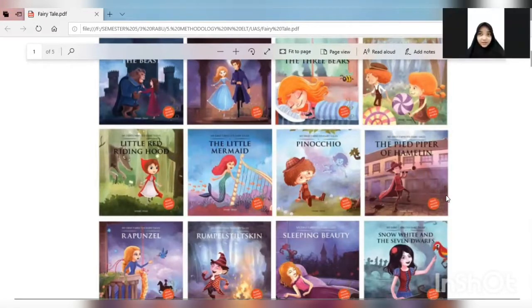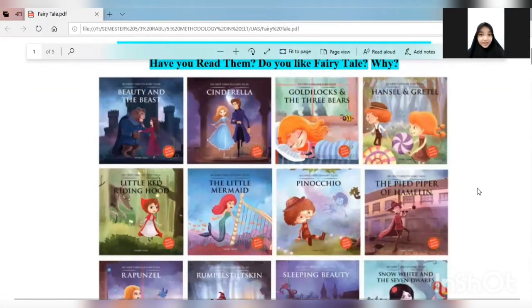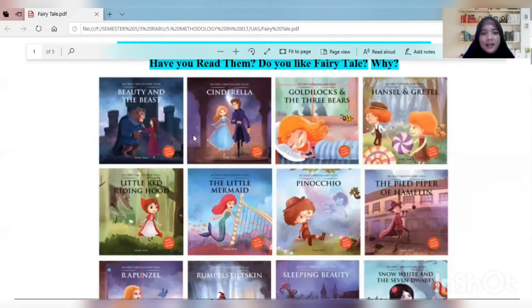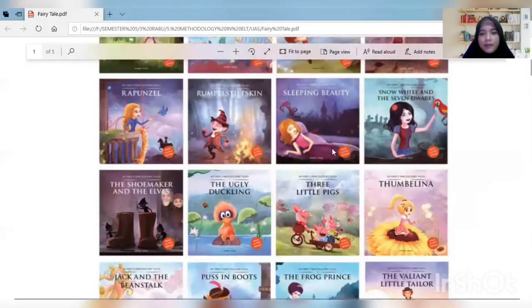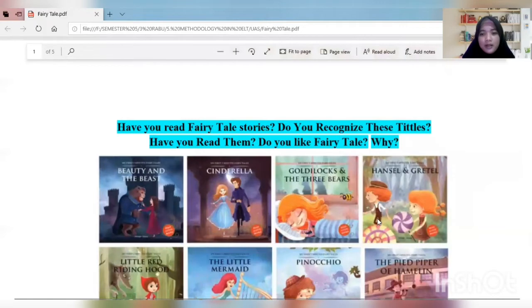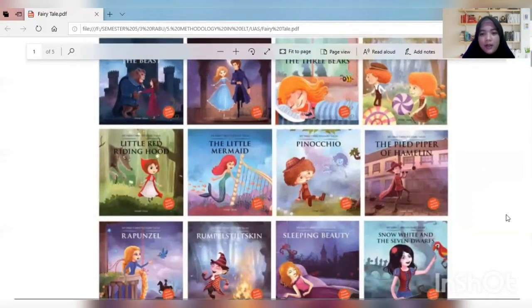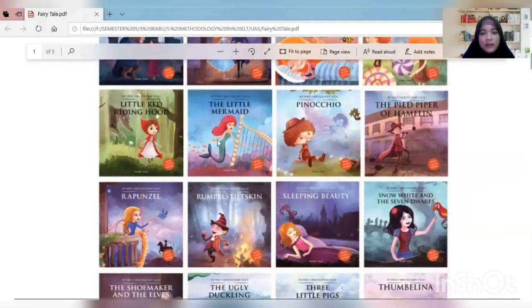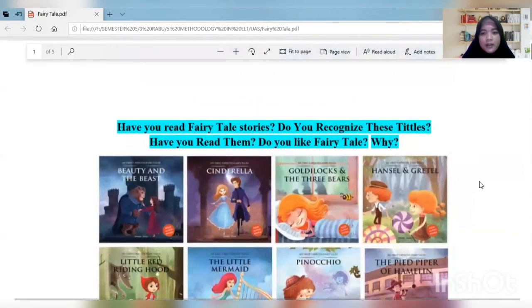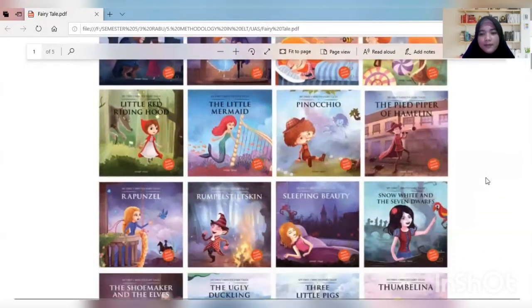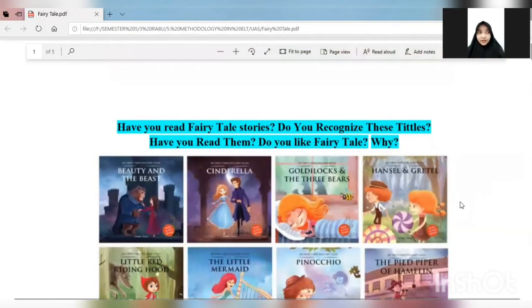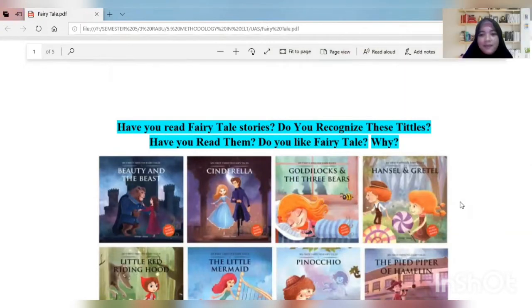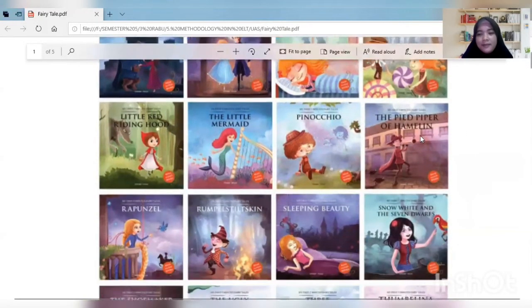Because the stories usually have magical things. All right. Yes, they usually have magical things, right? Why do you like them so much? Are they entertaining, or do you read them for your pastime as a hobby? Because they are entertaining. Okay, very good. Thank you very much, Mutiara.